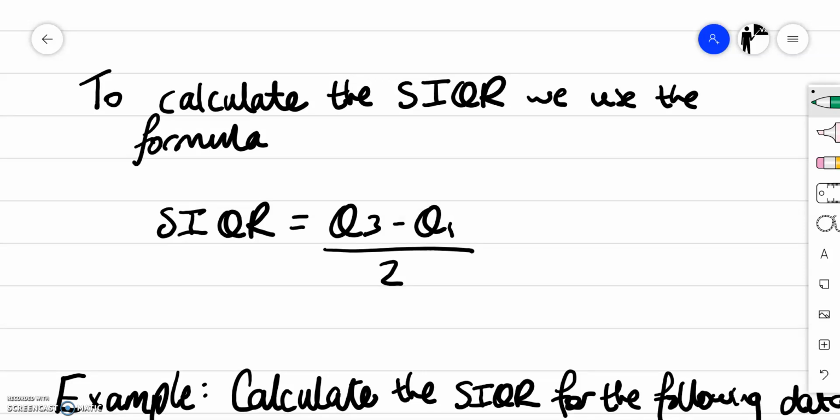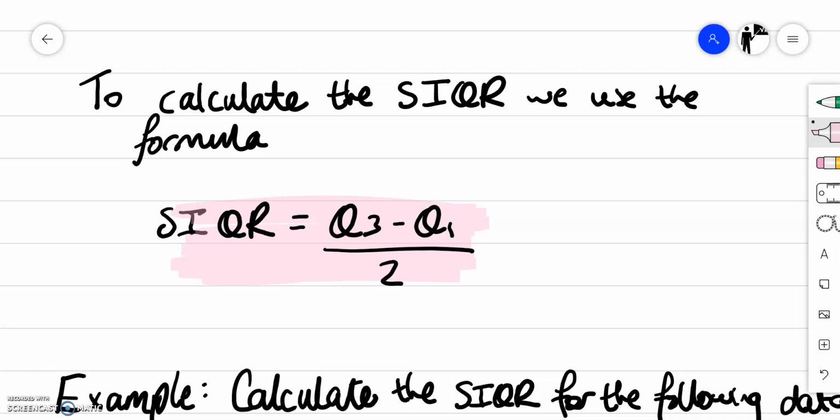To calculate the semi-interquartile range, we use the formula SIQR, that stands for semi-interquartile range, equals Q3 minus Q1 over 2. Essentially, we work out the difference between the upper quartile and the lower quartile, and then we halve. And that gives us a better idea of how spread out the data is.